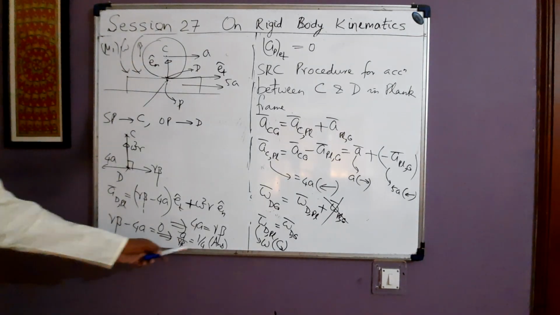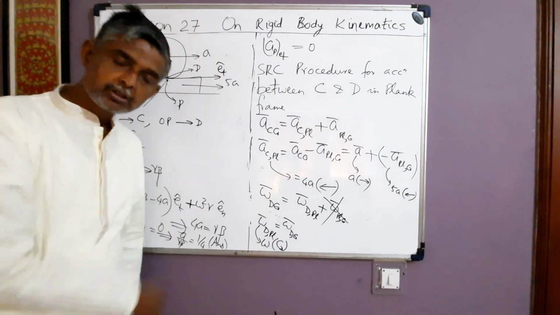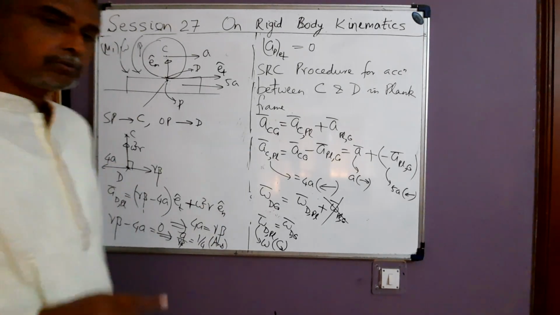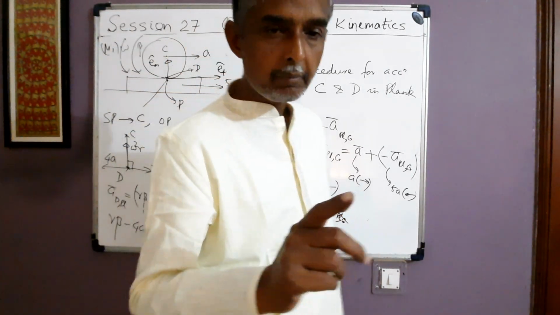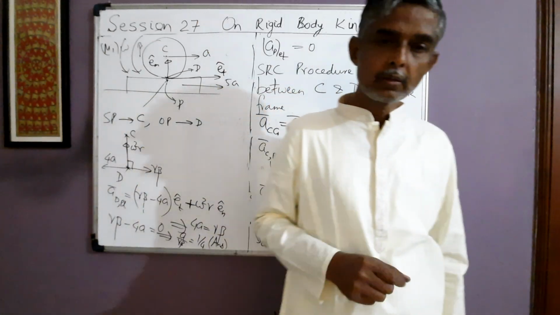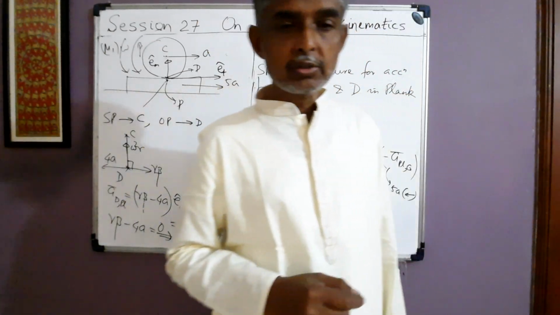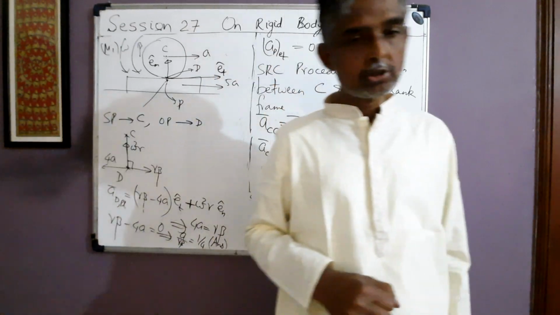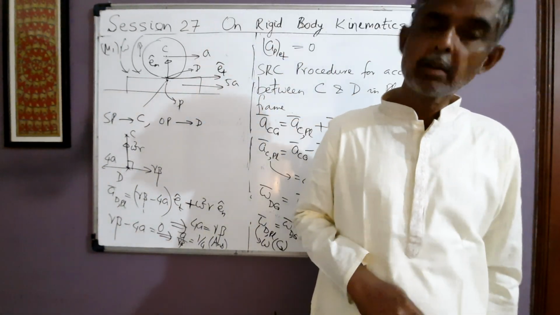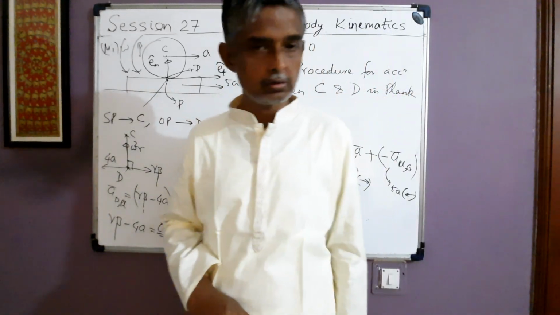So a by r beta becomes 1 by 4. So this I demonstrated by method 2. In this I used that concept. But one fundamental point should be noted: whenever we apply the SRC procedure for velocity or acceleration, it has to be applied in a reference frame. And all the velocities, angular velocities, angular accelerations, and accelerations have to be taken with respect to that given frame in which the SRC is being applied. So this fundamental point should be noted.